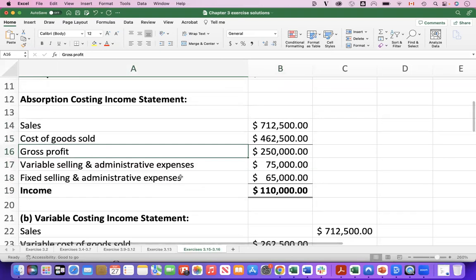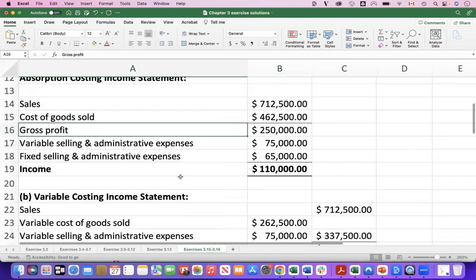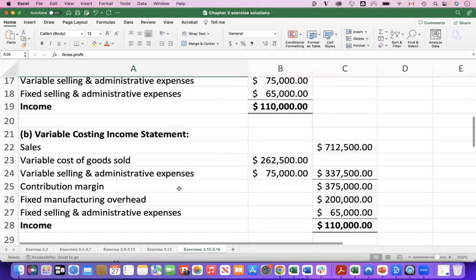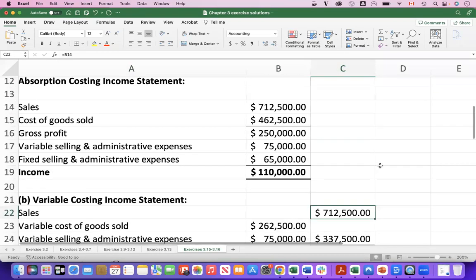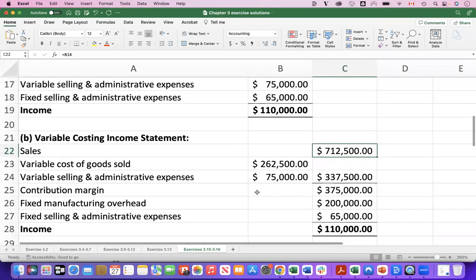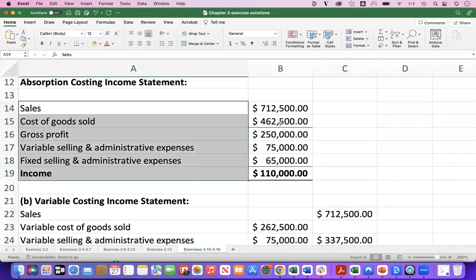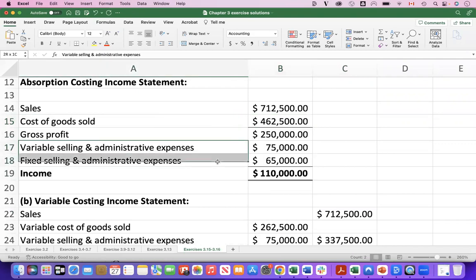Now, part B asks us to prepare the income statement under variable costing. And under variable costing, we're going to use what we call a contribution margin income statement. The starting point is going to be the same. Sales is obviously going to be the same. It's going to be $712,500. The difference is under a contribution margin income statement, we separate out our costs not by product versus period costs like we did up here. That's essentially what we've done. Our product costs are cost of goods sold. Period costs are the variable and fixed selling and admin.